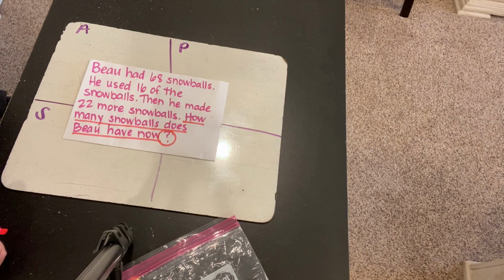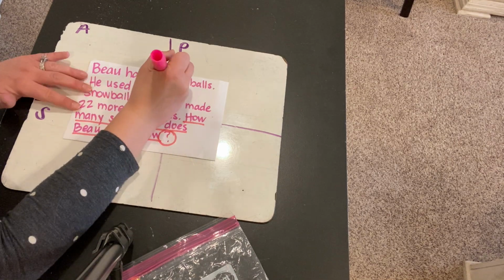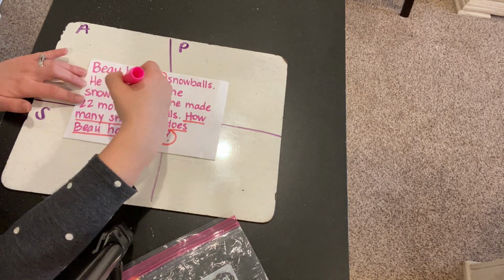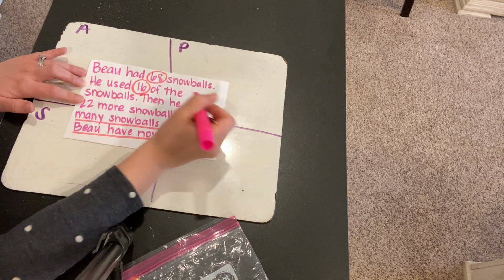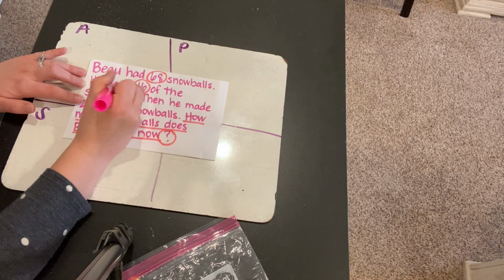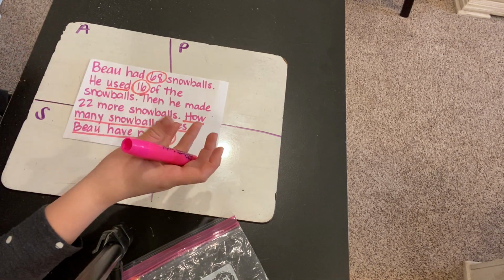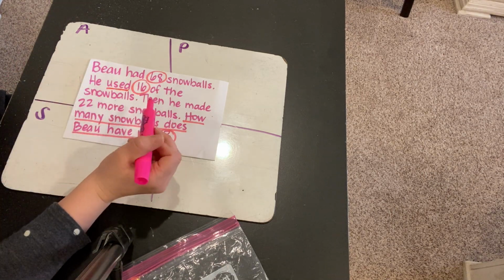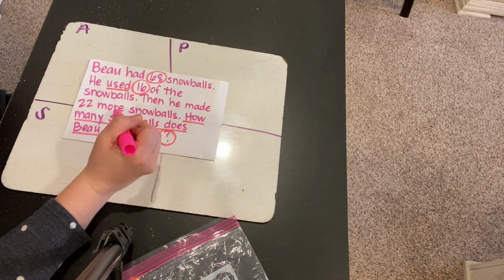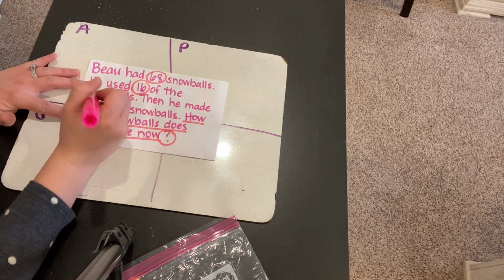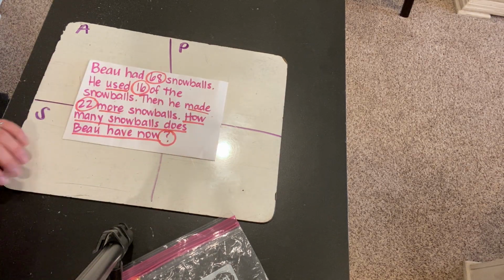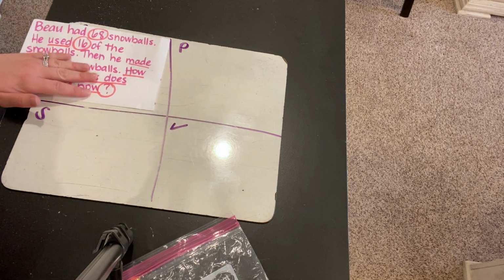Okay, now let's go back through and listen for what's important in the word problem. Bo had 68 snowballs. 68 is important. That tells us how many he started with. He used 16 of the snowballs, and used is important. If he's using snowballs, is he adding there or is he taking away? Let's think about that. We'll talk a little bit more about it in a second. Then he made 22 more snowballs. Okay, so made 22 more. And then we have our question. This is going to take some thinking for us to figure out.